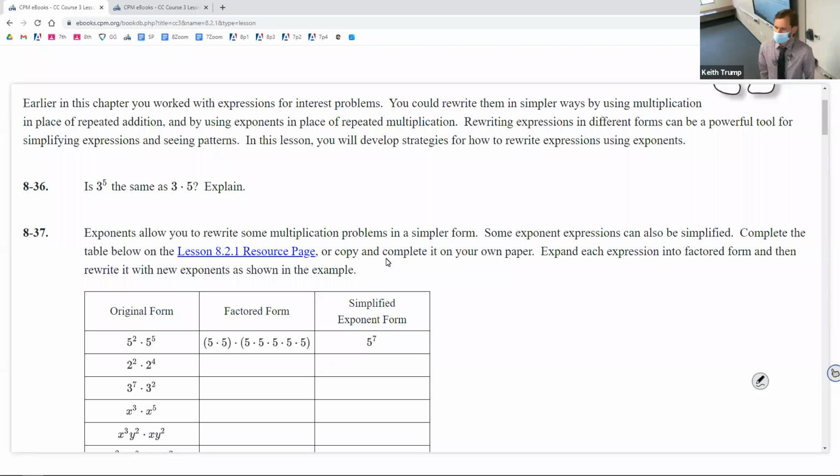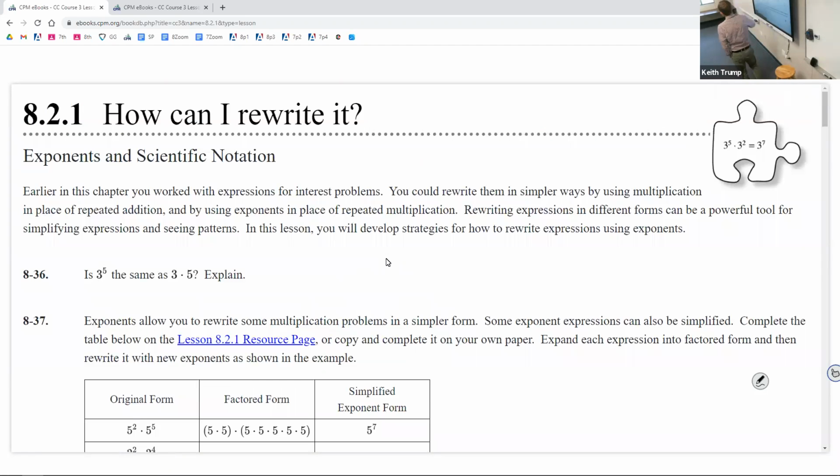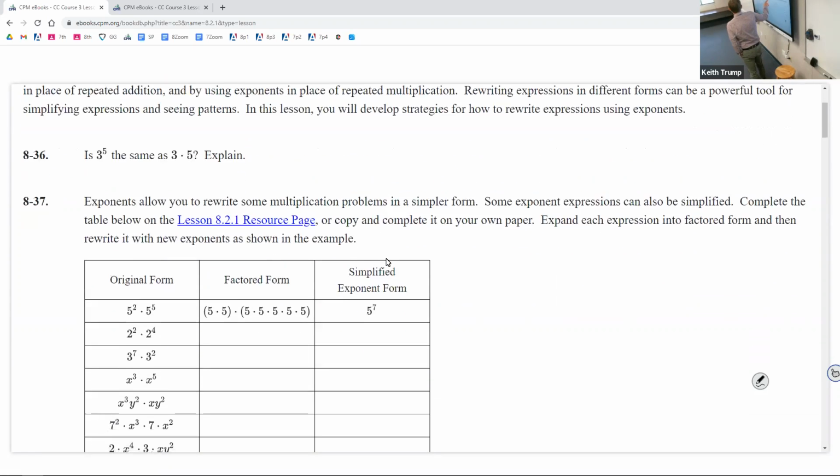In this video, we are going to learn some basic principles of exponents from chapter 8, specifically 8.2.1 and 8.2.2 from the 8th grade CPM book, okay? So an exponent, just as a quick review, is a little number that you write in the upper right-hand corner of a regular number. And an exponent tells you how many times to multiply a number by itself. So 3 to the 5th, we say 3 to the 5th.